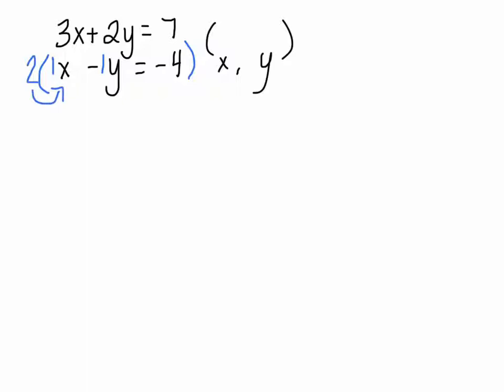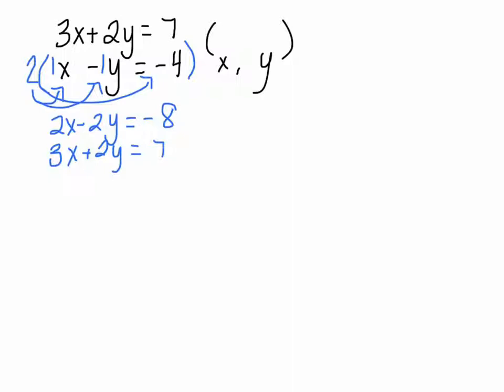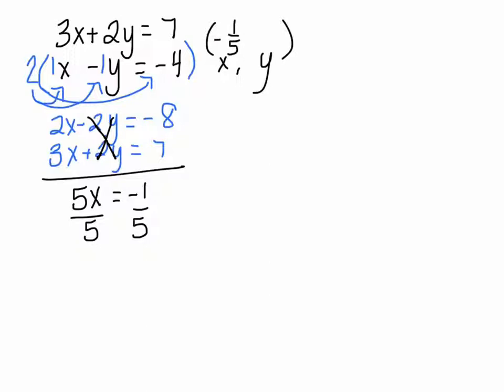So if I multiply everything by 2, I'm left with 2x minus 1y equals negative 8. 2x minus, we should say 1 times 2 is negative 2y. So now I'm just going to bring the other one underneath, 3x plus 2y equals 7. And now I can add these together because those will eliminate. So I have 5x equals negative 1. Divide both sides by 5, and I have x equals negative 1/5.